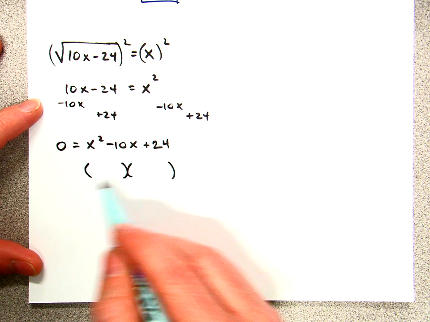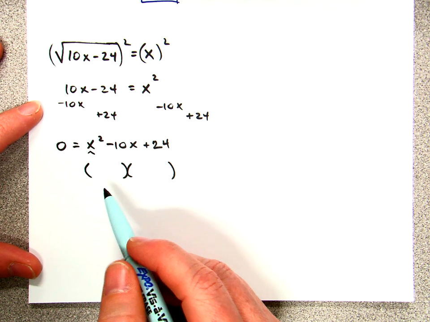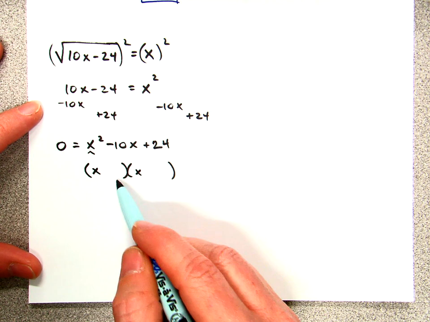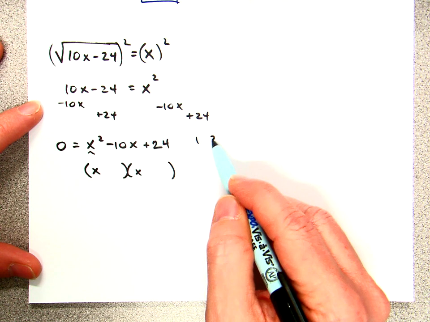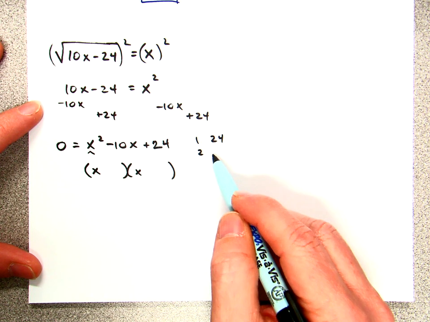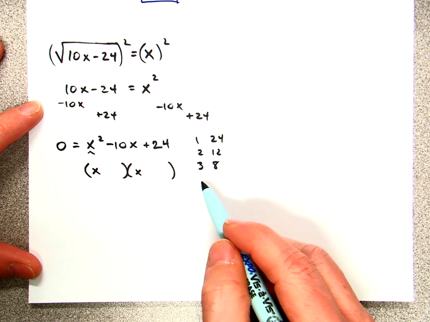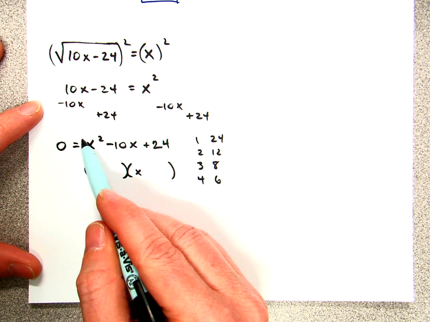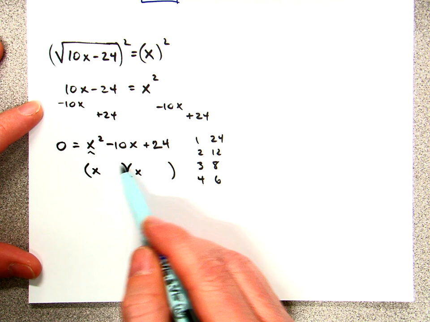I know 3-termed expressions can multiply to 2 binomials. I know the only way to make x squared is x times x. And these two have to multiply to 24. So I need multiples of 24, which are what? 1 and 24, 2 and 12, 3 and 8, 4 and 6. I think that's it. So as long as my coefficient is 1, these two are the same, it doesn't really matter which one I put here and here.